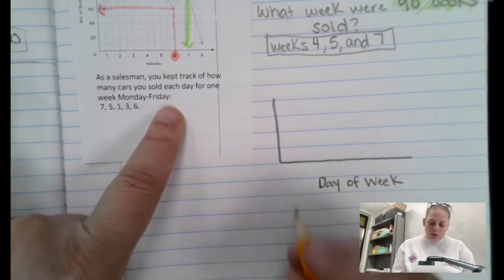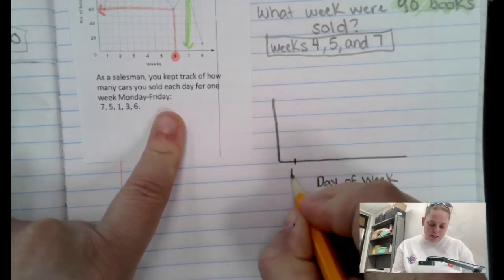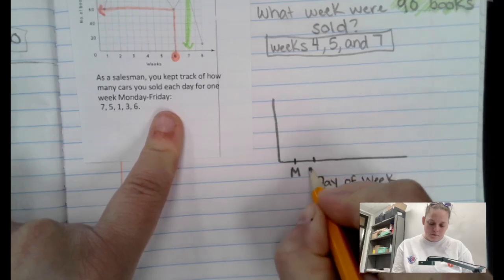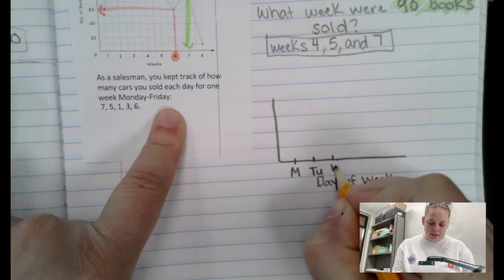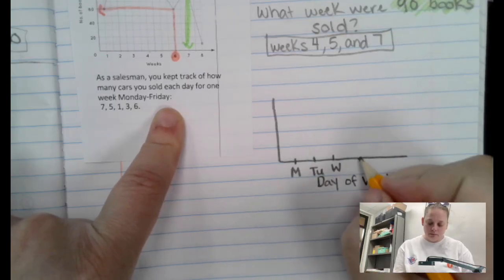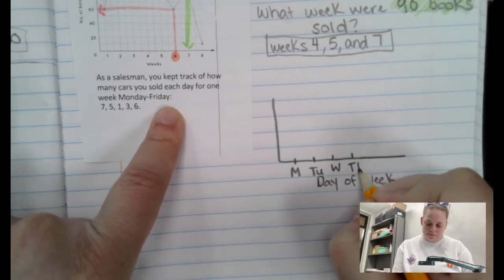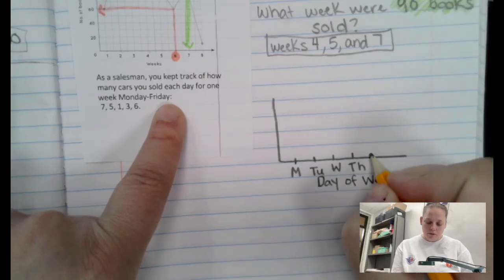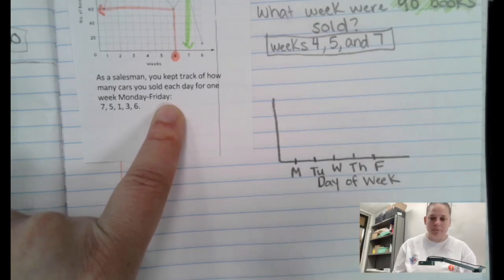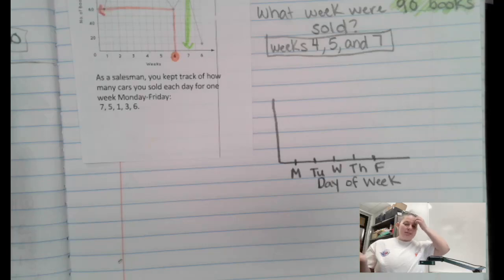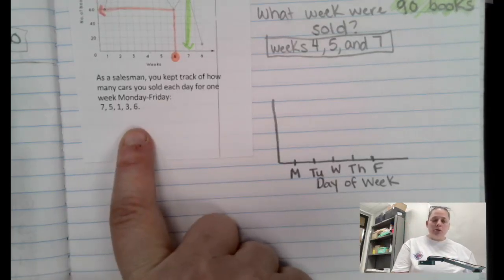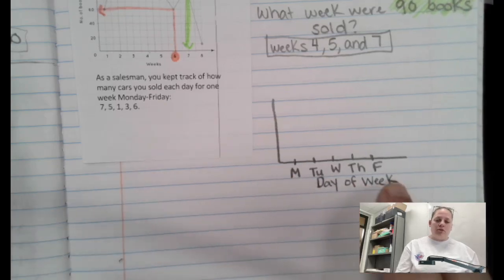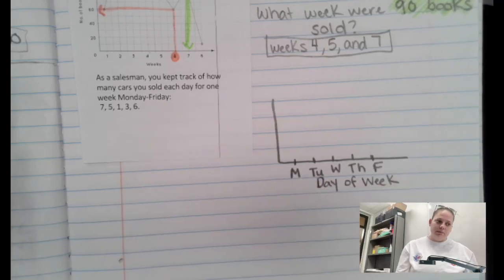Okay, and we're doing Monday through Friday, so I need a tick mark for Monday, Tuesday, Wednesday, Thursday, and Friday. Now this one's kind of goofy because I said it was categorical data. Really, this is still numerical. The amounts we're measuring is numerical, but how we measured the days of the week is categorical. It's a little goofy.